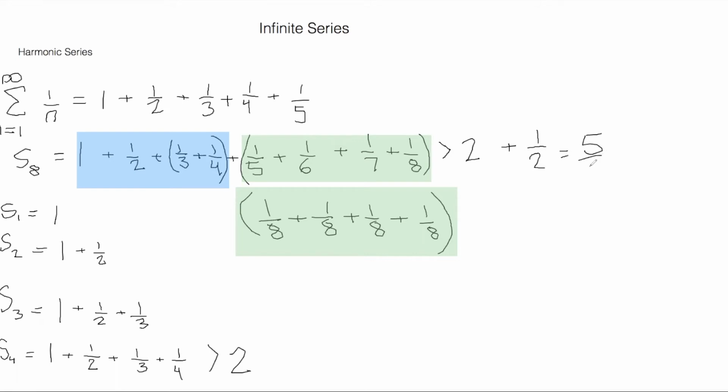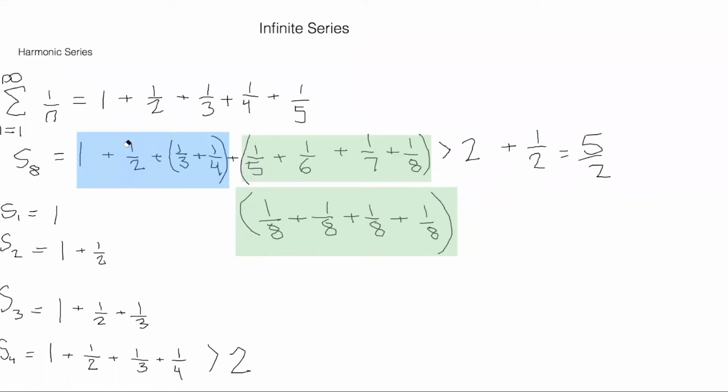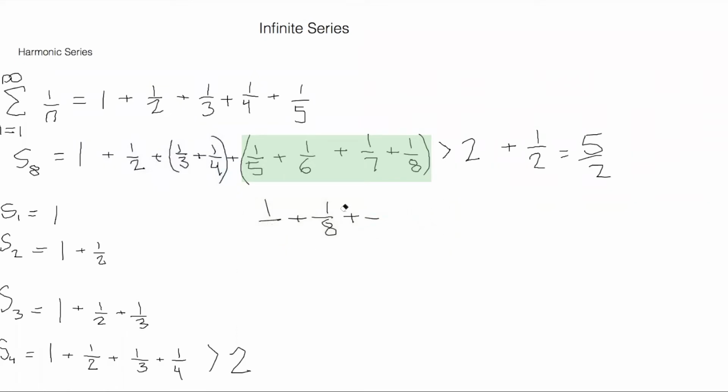So the point of all that is to prove that this part of our partial sum, s of 8, has a value greater than 5/2. And again, it may not be clear why we're doing this, but in a few minutes, you'll see why this is such a useful trick. Greater than 5/2.